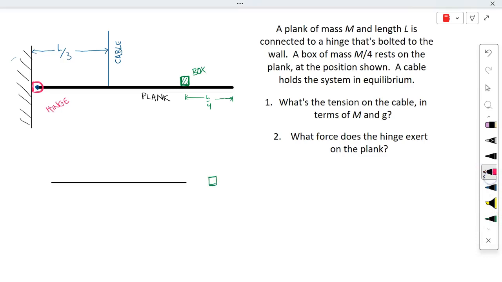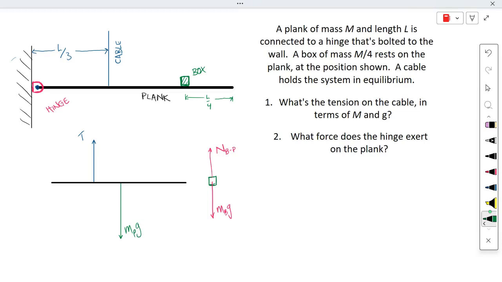Let's model the box. Here's what happens to the box. Let's call this M box G, and this is the normal force exerted on the box by the plank. Of course, we know there's a tension on the cable. There is also the weight of the plank, M plank G.